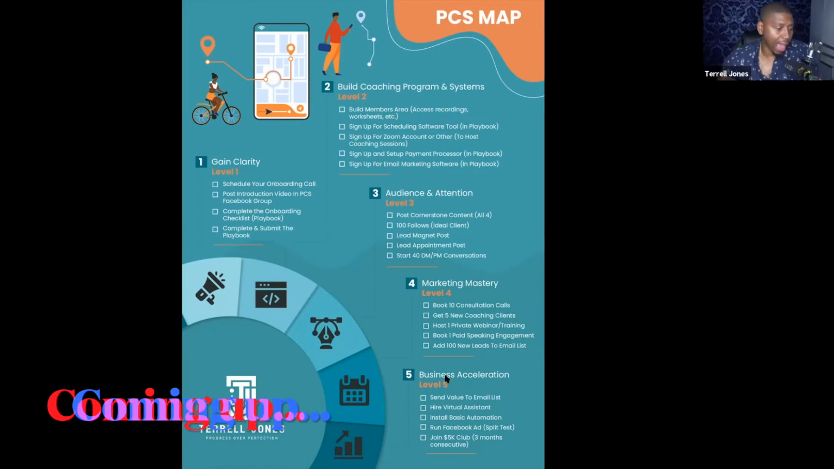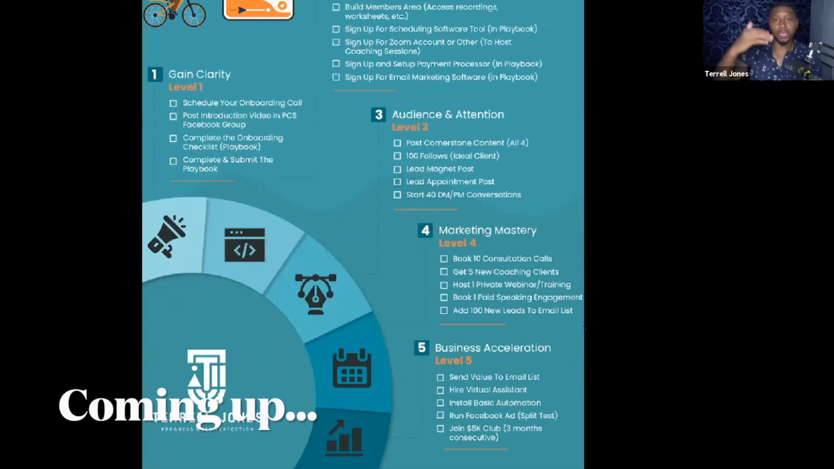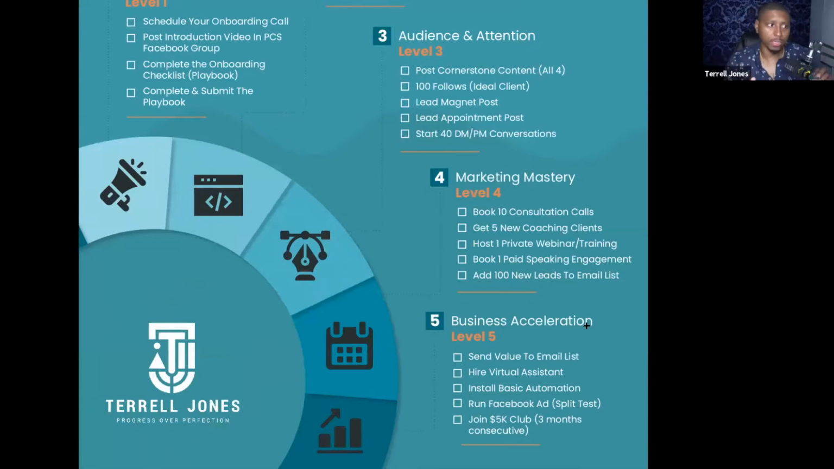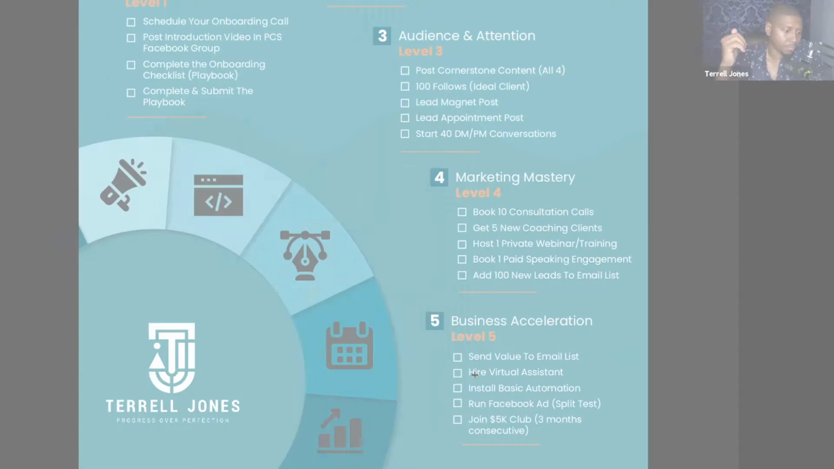So where we're at is business acceleration, which is level number 5, which is the beginnings of, okay, things have been working. Let's start looking into scale. So now we're going to go through in this module how to send value to an email list. So that's really about nurturing. What is the purpose of nurturing? Why do we do that in terms of an email list?